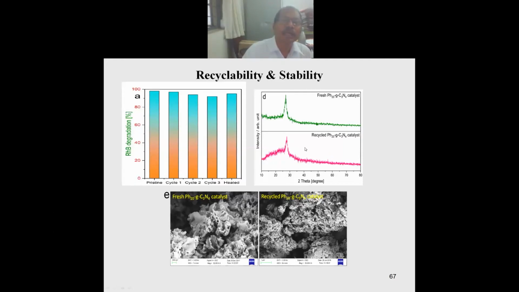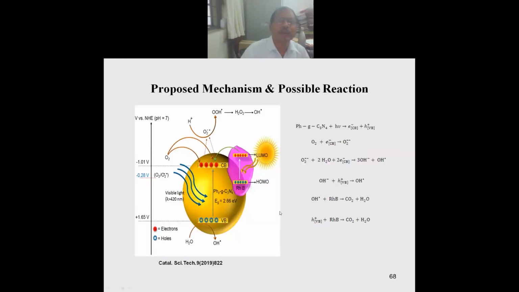This is the XRD pattern for the recycled phenyl grafted GC3N4, and this is for the fresh sample. There is no change; it is a similar kind of image. This indicates there is not much change in the structure after use of phenyl grafted GC3N4 for rhodamine B degradation as well as for the CO2 reduction.